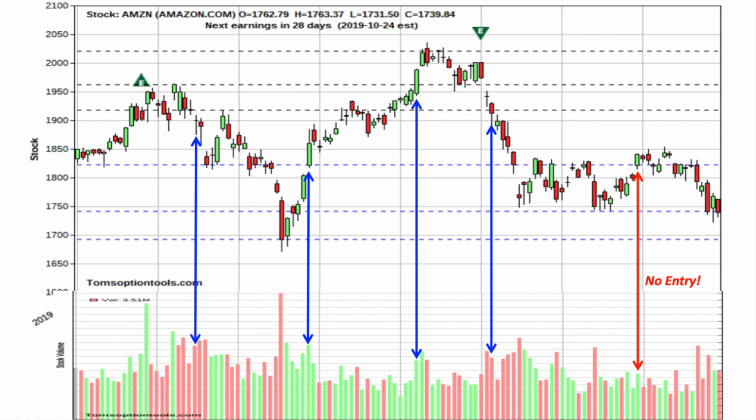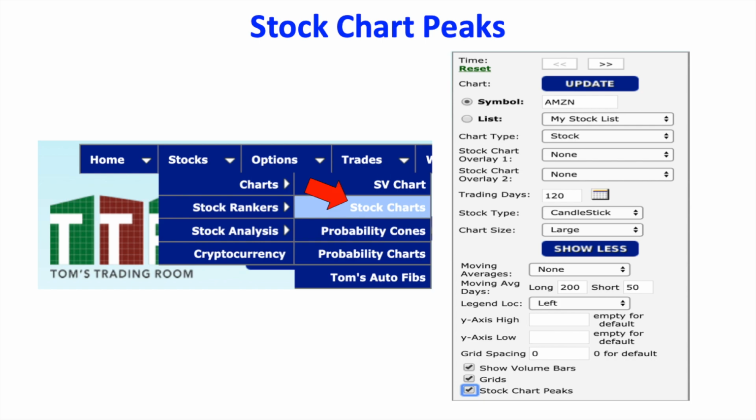So in summary, to turn on the chart peaks, here's what you do. You go into stocks, charts, stock charts. You turn on stock chart peaks, you click your update button, of course put whatever stock you want in there as well. And then with clear support and resistance identified, it's a simple matter of following the rules I've just given you to enjoy the supercharged support and resistance system using Tom's stock chart peaks.